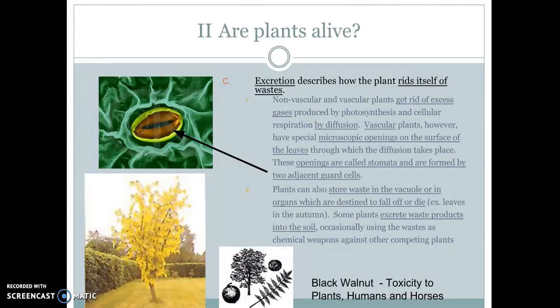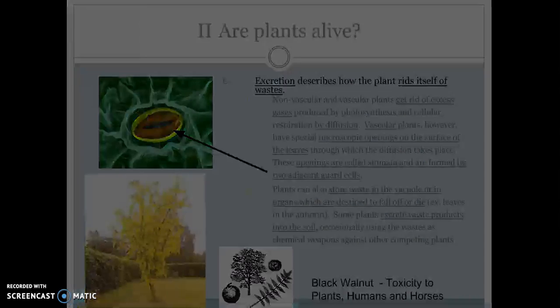Plants can also store waste in their vacuoles or actually in the organs which are destined to fall off or die. So a lot of times waste is stored within plant leaves, which is when they're starting to change colors and they actually end up falling to the ground and dying. Some plants excrete waste products into the soil, occasionally using their waste as chemical weapons against competing plants. So the black walnut actually is toxic to plants, animals, like horses, and humans.